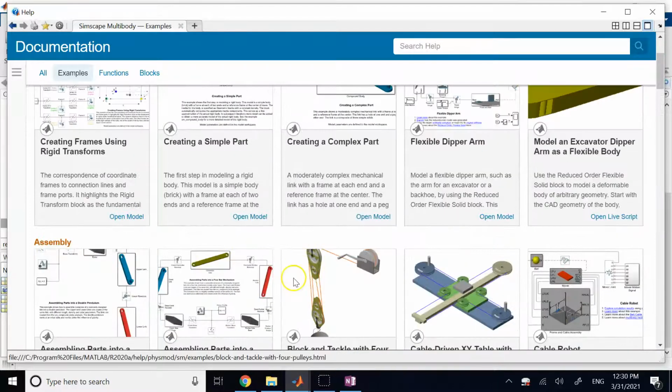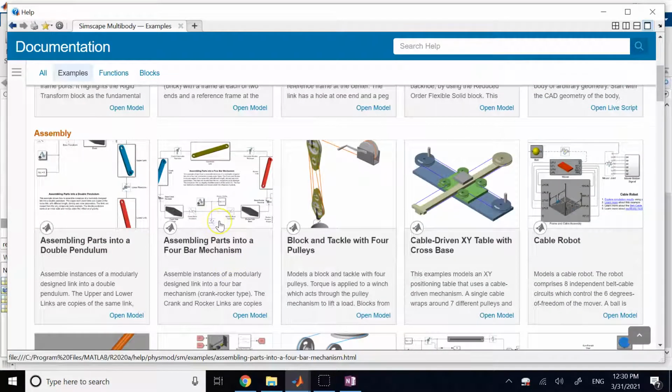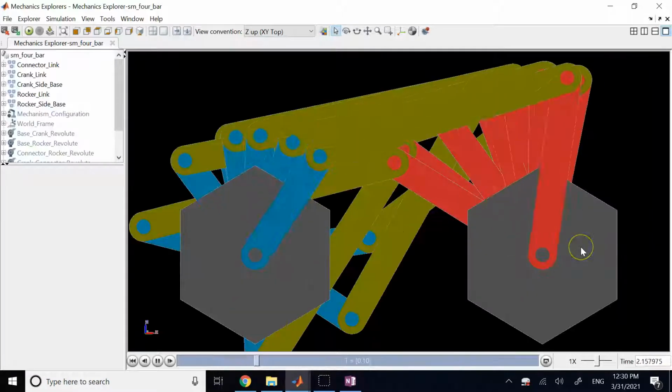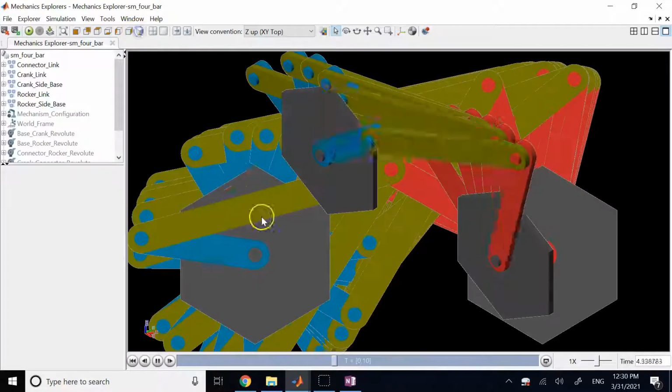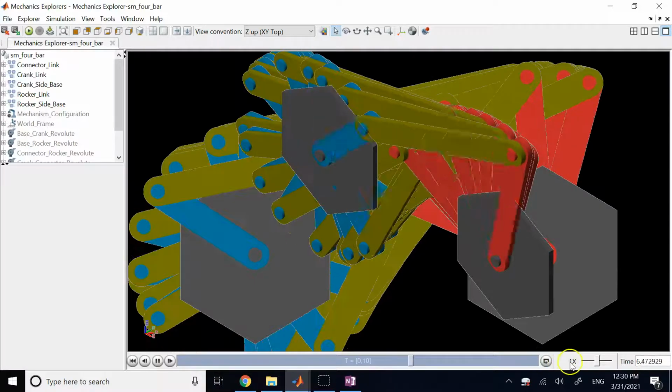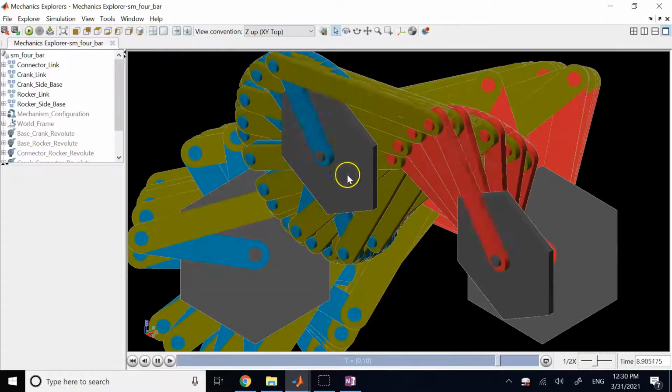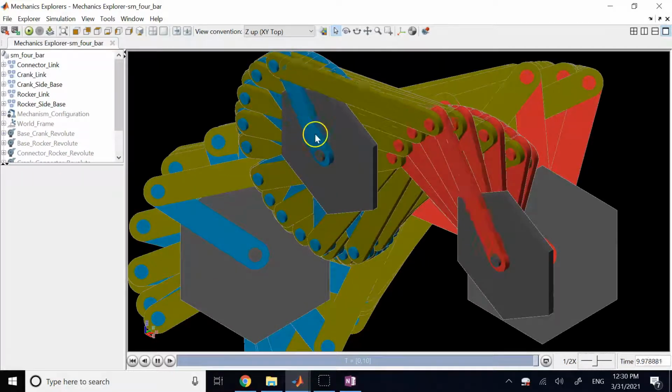So one of them is this 4-bar mechanism that I mentioned in class. If you want, you can just say open model and it opens the model for you and you can run it. And there we go. You have your 4-bar mechanism and you can see it in isometric here. Okay, if you want, you can slow it down a little bit. And you see these are the constant link, and then you have your 4-bar mechanism. Clearly you see the input link does full rotation, the output does only oscillation. So this is a crank rocker 4-bar linkage.